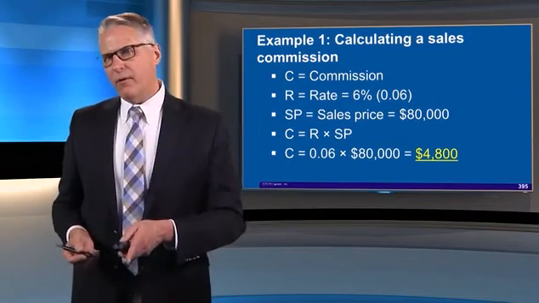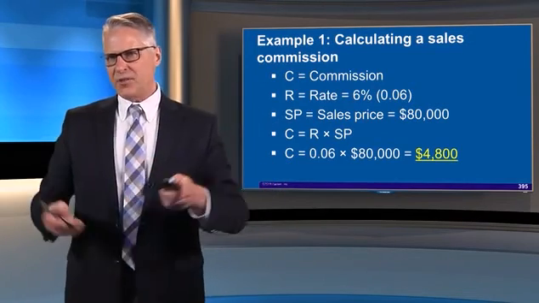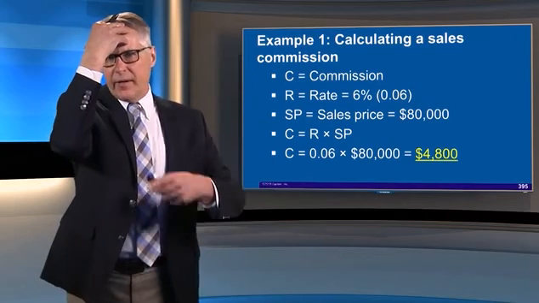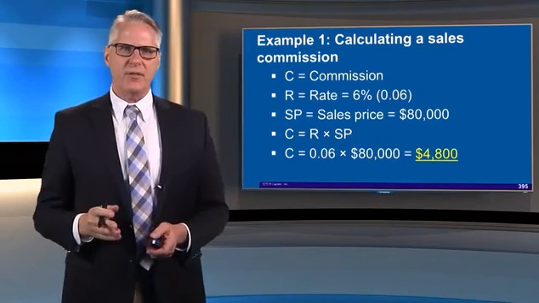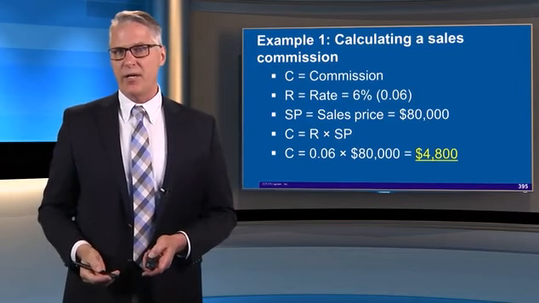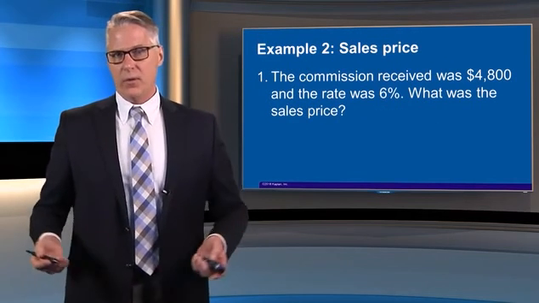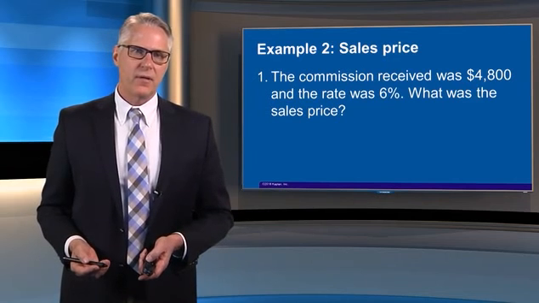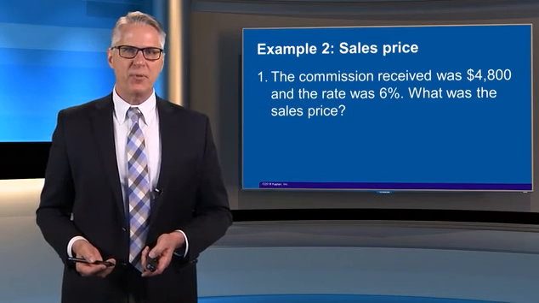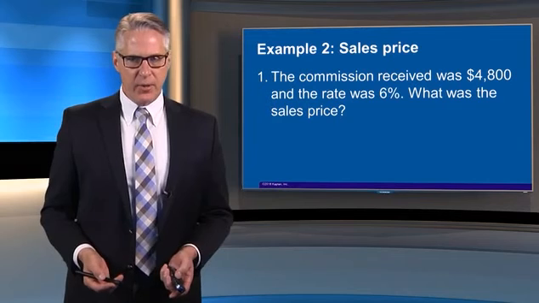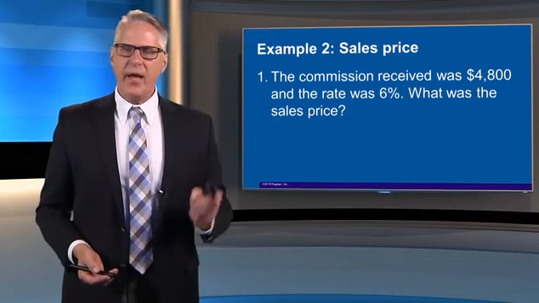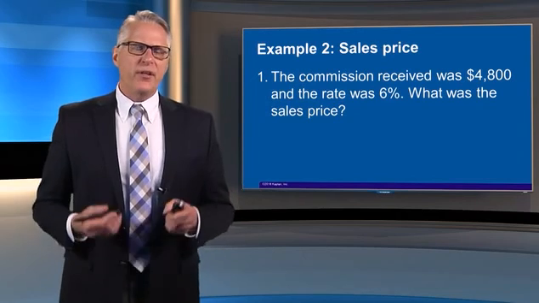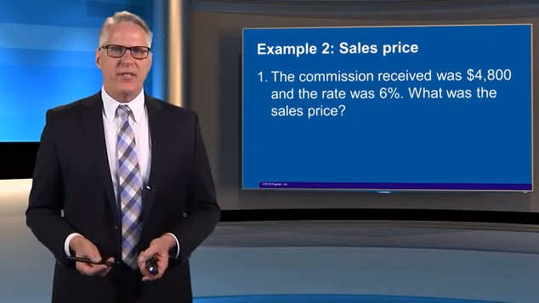Yeah, but what if you didn't know that? Let's just erase that from memory. Vulcan mind thing. Boom. This memory is erased. And here's the question we encounter. The commission you received was $4,800 and the commission rate was 6%. What was the sales price? Well, now you have an issue, all right? Now you can't just multiply two things together anymore.